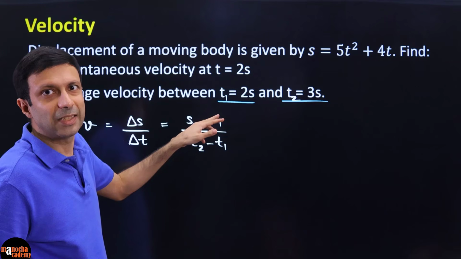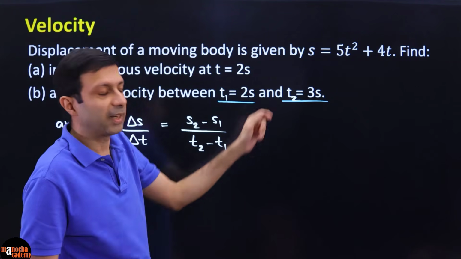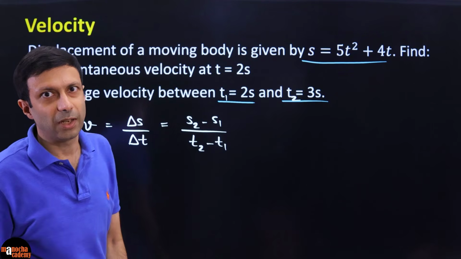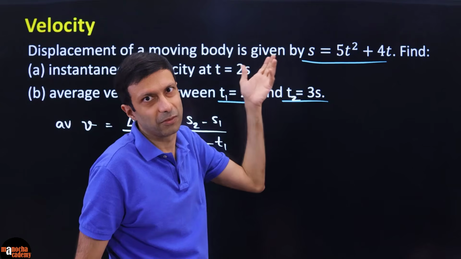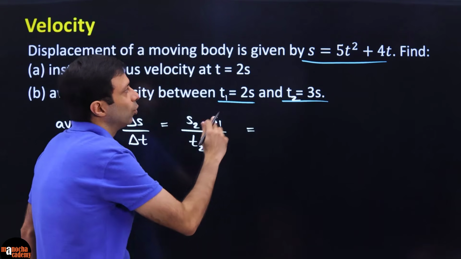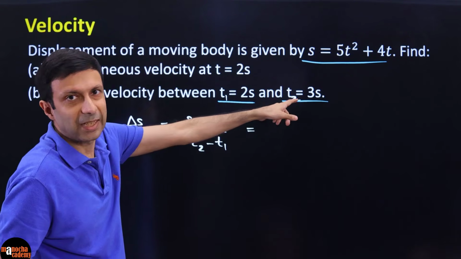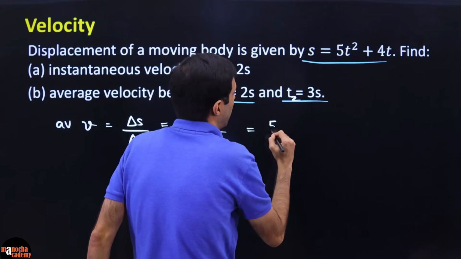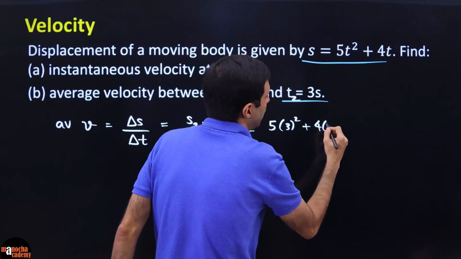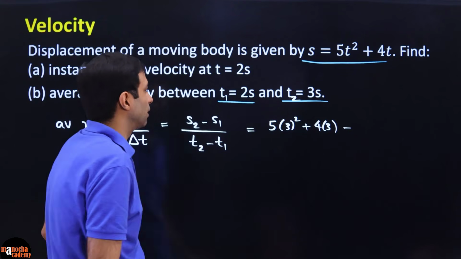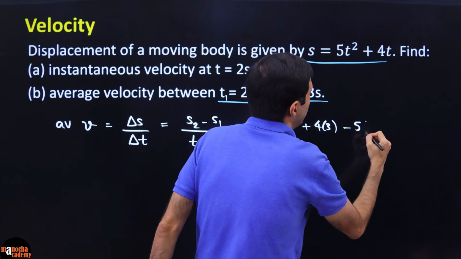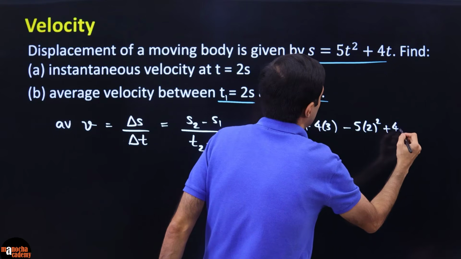And what is the displacement at these times? The displacement we can get using this formula, S equal to 5t square plus 4t. You just have to substitute the time over there. Very simple. So let's work it out. S2, which means the displacement at 3 seconds, is going to be 5 times 3 square plus 4 times 3, minus the displacement at 2 seconds. So just substitute t equal to 2 there. So 5 times 2 square plus 4 times 2.